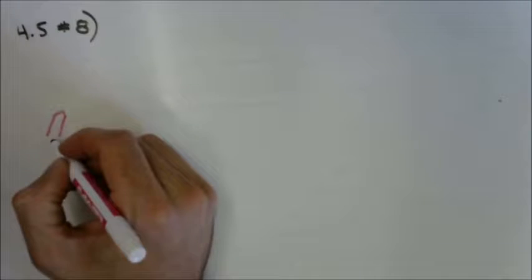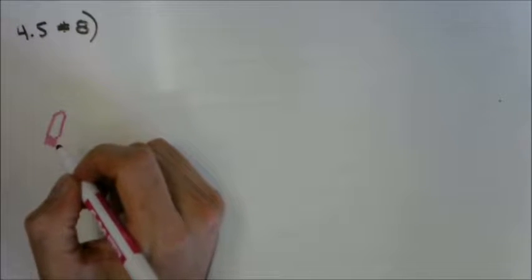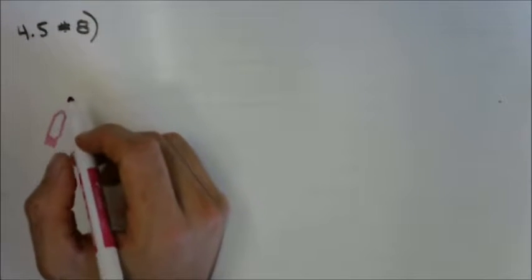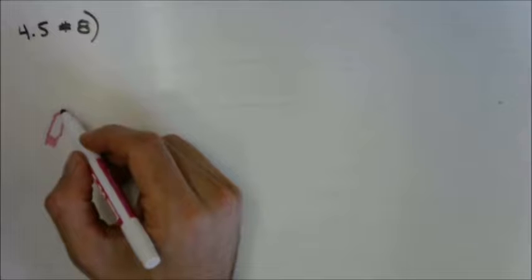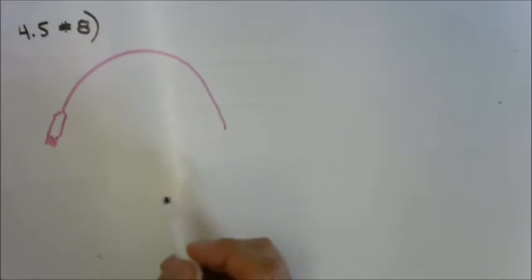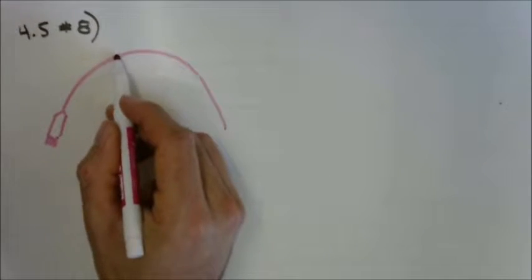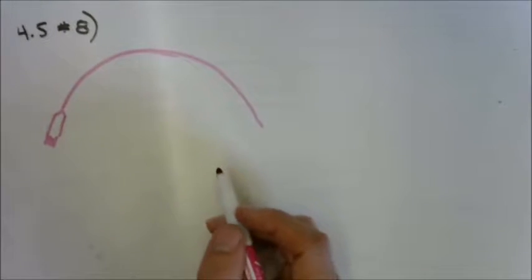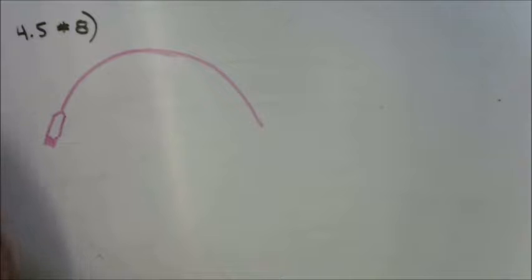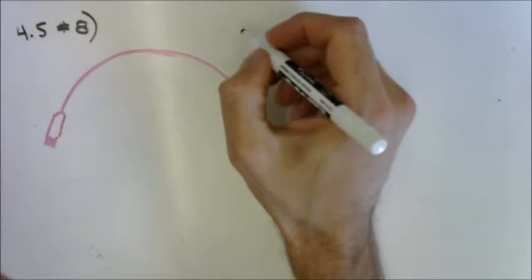Here's my toy rocket. It's got a predicted flight path defined by a quadratic relation where d is the horizontal distance and h is the height. So it's doing something like this. Except I know that a parabola should be symmetrical, so it probably looks a little bit more like that. And we're given the function that defines this relationship.